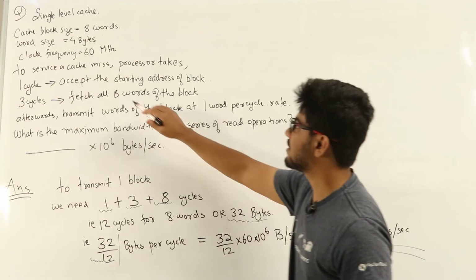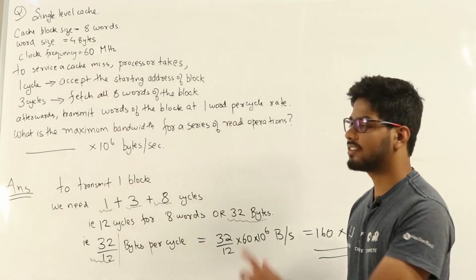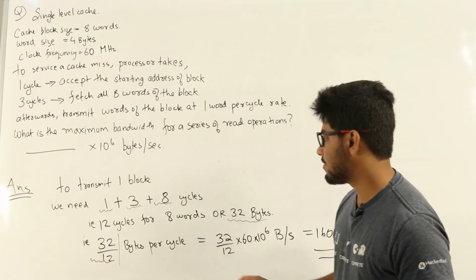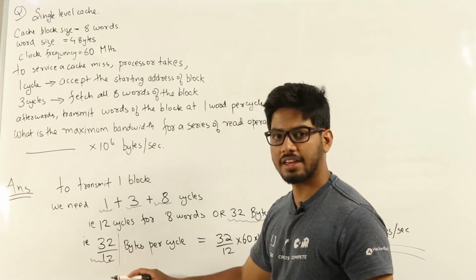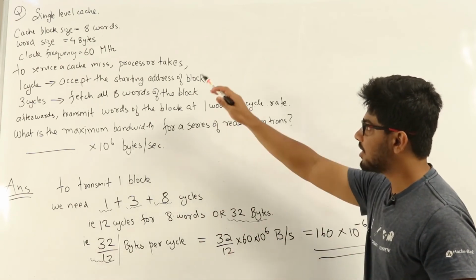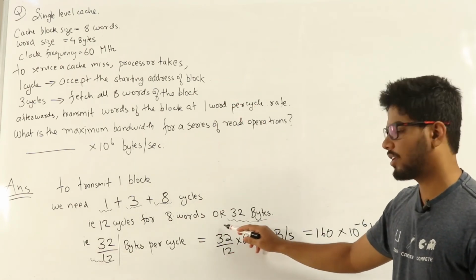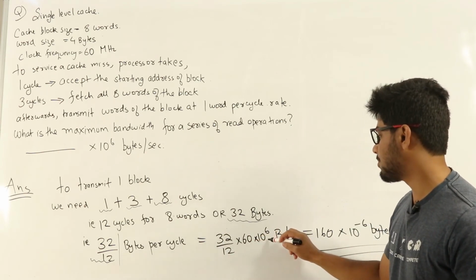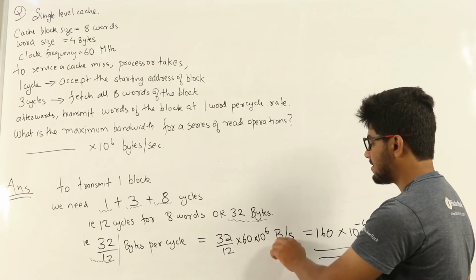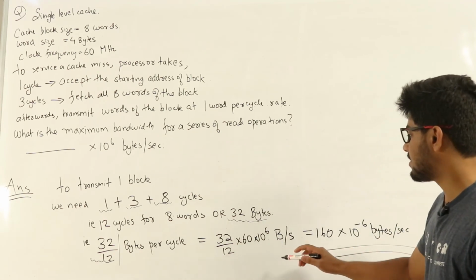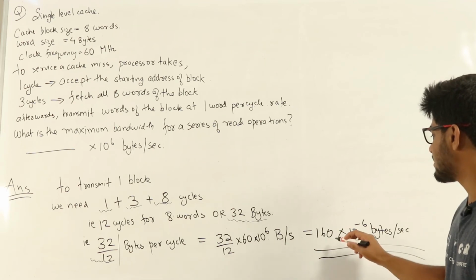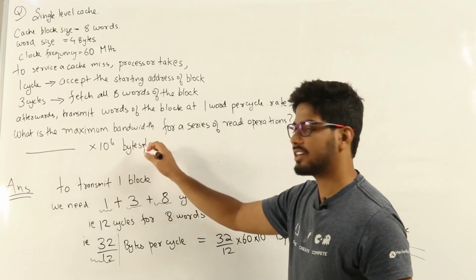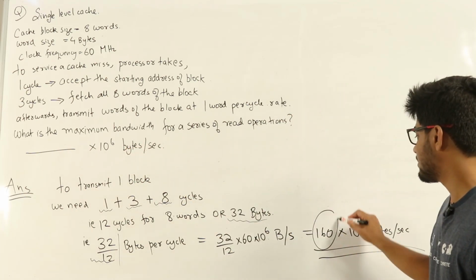Now the frequency is given as 60 megahertz, which means in 1 second there will be 60 into 10 power 6 clock cycles in that CPU. So if this is the data that is transferred in one clock cycle, then the data that will be transferred in 1 second will be the data transferred in one clock cycle multiplied by how many clock cycles are there in 1 second, that is 60 into 10 power 6 bytes per second. So this is nothing but 160 into 10 power 6 bytes per second. They were asking how many into 10 power 6 bytes per second we could transmit. The answer is 160.